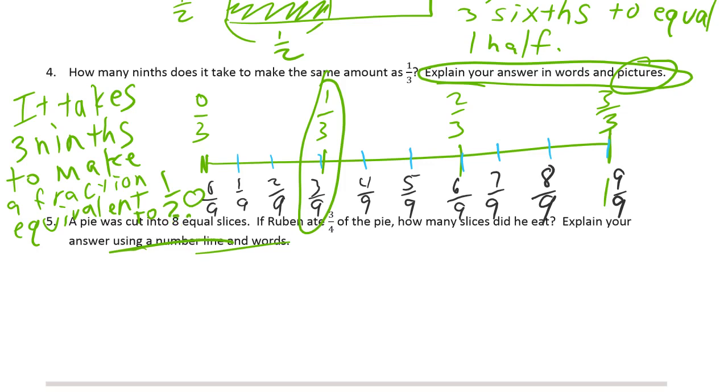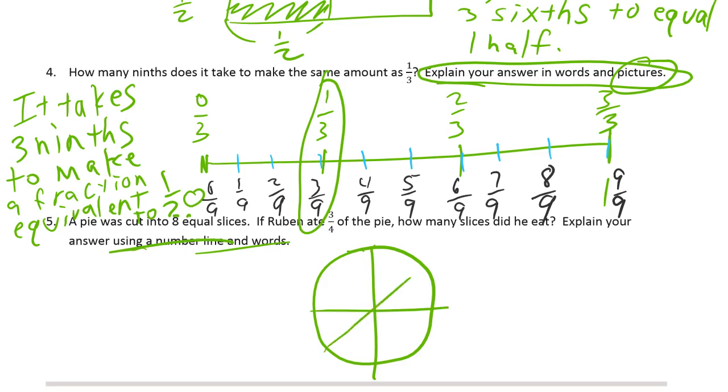8 equal slices. Okay, so I'm going to draw the pie. I haven't even read the whole thing yet. I'm just drawing a pie, 8 equal slices. Okay, if Reuben ate 3/4 of the pie, how many slices did he eat? All right, but I have to use a number line, right?